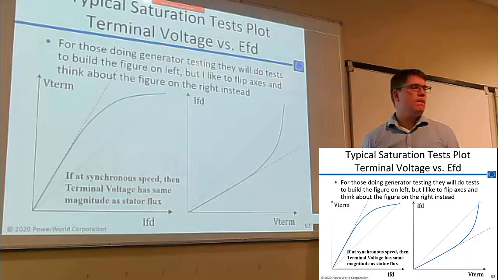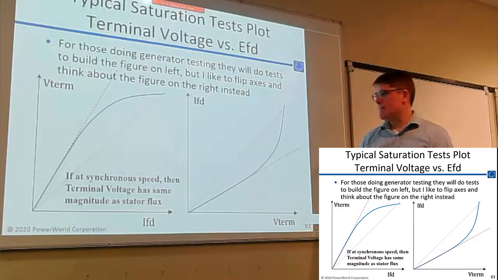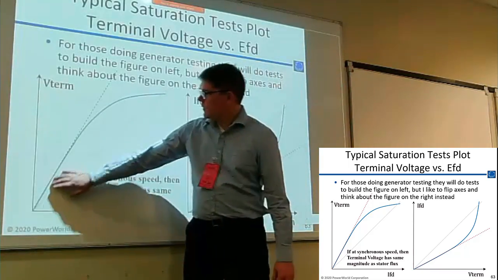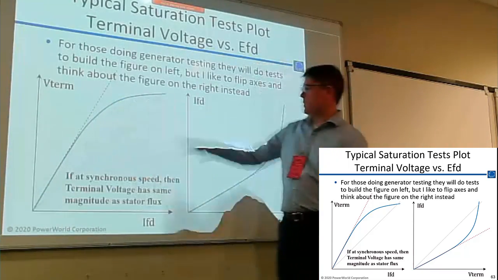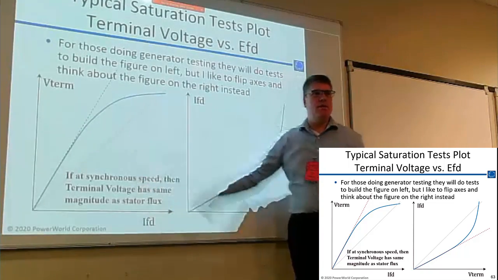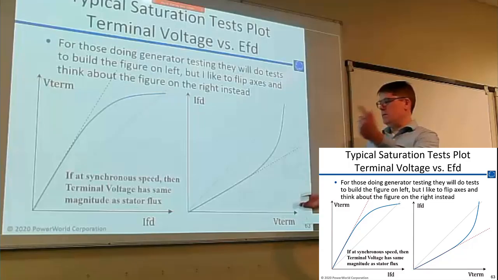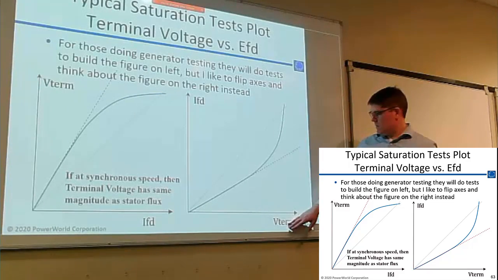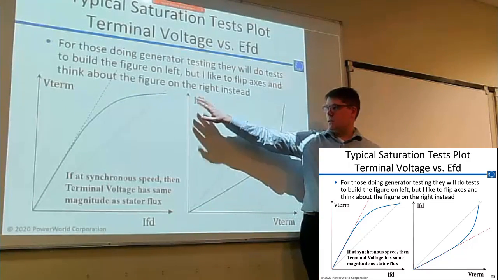All right, so this is a test that will be done. I like to take this curve that you traditionally see, because in software it's easier if you flip the axes. So I'm going to do voltage or current versus voltage instead. So this is the same curve, just flipped. The axes are flipped.